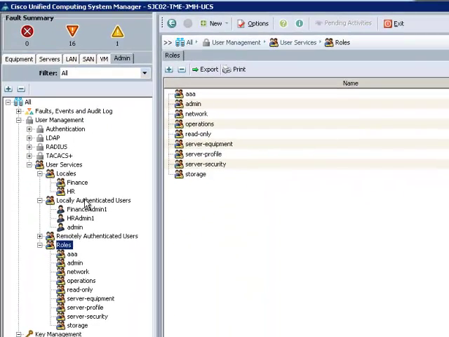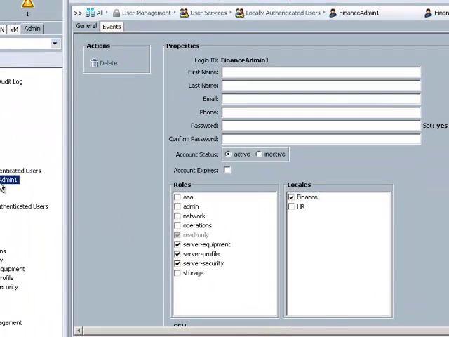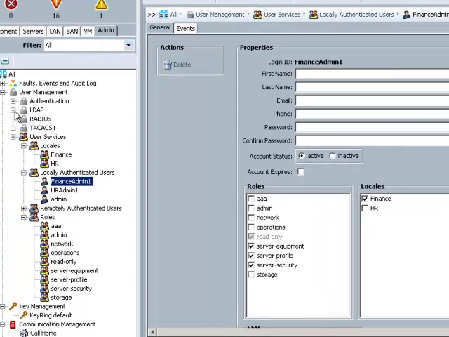Once you have those roles, you can then map those roles to a specific user. In UCS, we offer the ability to have both locally authenticated users as well as remotely authenticated users. In this scenario, I've created a user that we're going to call Finance Admin 1, and I'll talk about locales in a second. For Finance Administrator 1, we've given them rights just to the servers themselves within the finance organization.